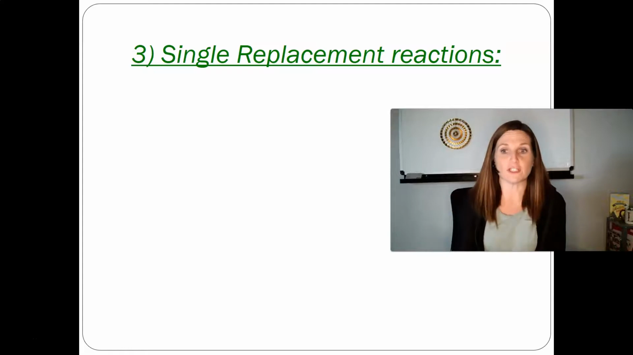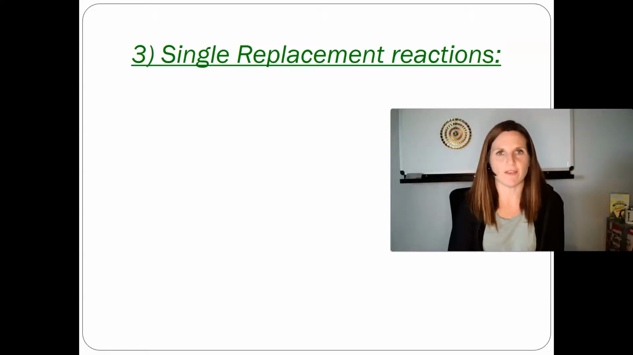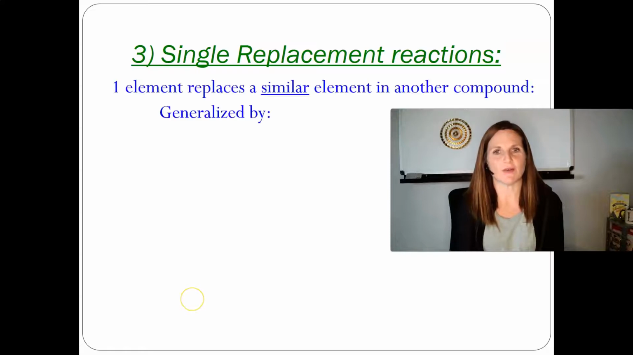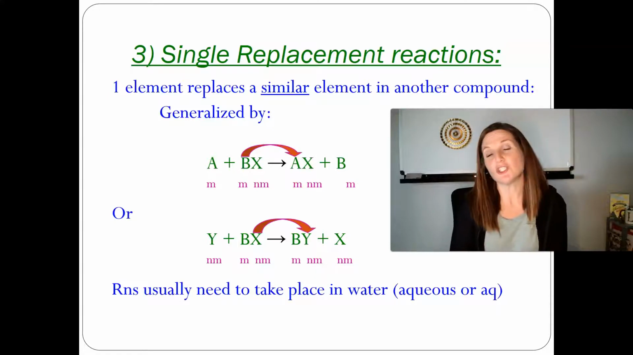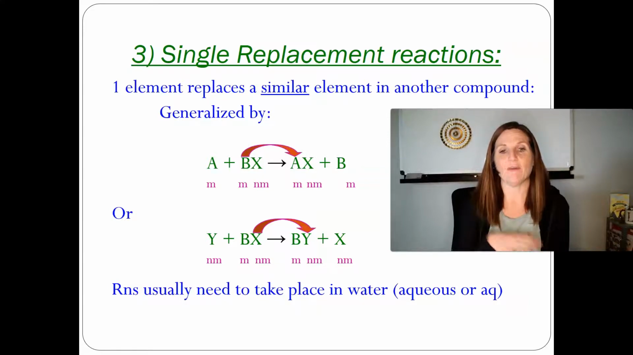A pitcher or a first baseman needs to be substituted for a pitcher or a first baseman. If you take an outfield player and you put them as a catcher, we're not going to have any good come from that. So the same thing is true in a single replacement. If we're going to replace a metal, we're going to need to do it with another metal. And if we're going to replace a non-metal, we're going to need to do it with another non-metal. So let's look and see what a single replacement is generalized as. For a single replacement reaction, there are actually 2 generalizations. One is A plus BX yields AX plus B.